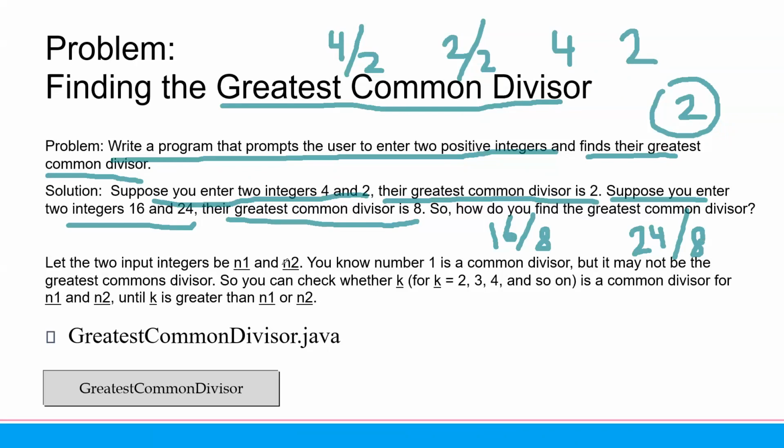So we are going to get the input, which is N1 and N2. And you know, number 1 is a common divisor, but it may not be the greatest common divisor. So 1, yeah, every number can be divided by 1. 4 can be divided by 1. 2 can be divided by 1. But it is not the greatest number. So we need to find the greatest number, and it can be started from 2. So you can see the result.